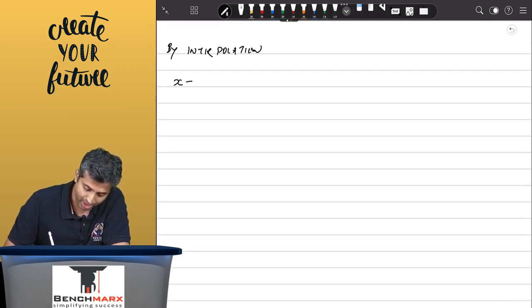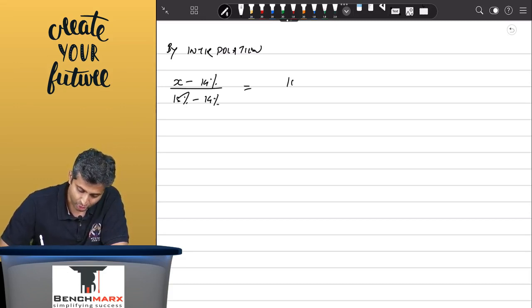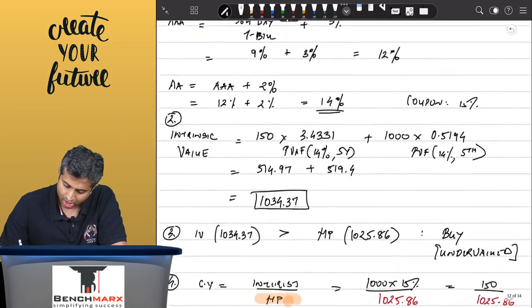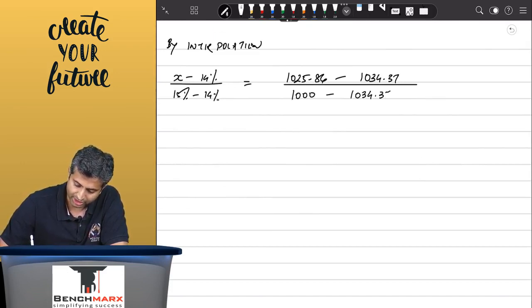You will say x minus what? Sir, the lower number upon higher number, which is 15, minus the lower number, that is 14. So at x, you need 1025.86 minus at 14, you will have 1034.37, divided by 15%, which is at 1000, minus 1034.37. So if you do this working, this is x minus 0.14.